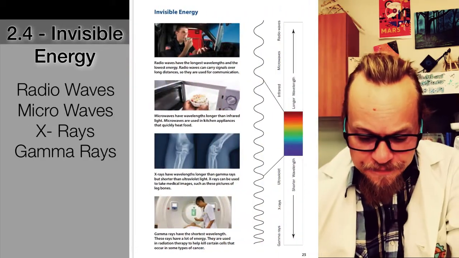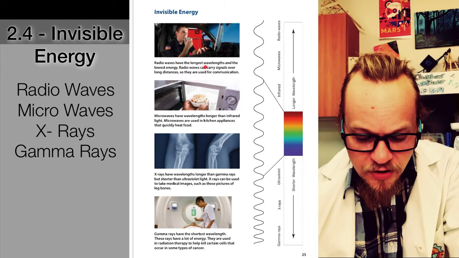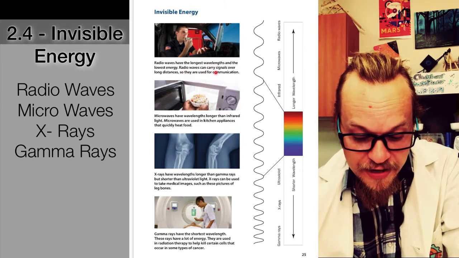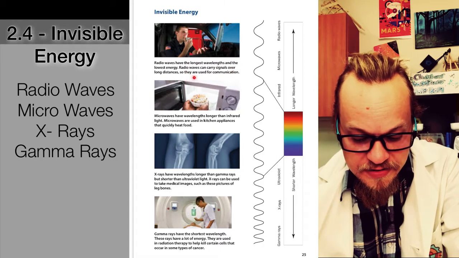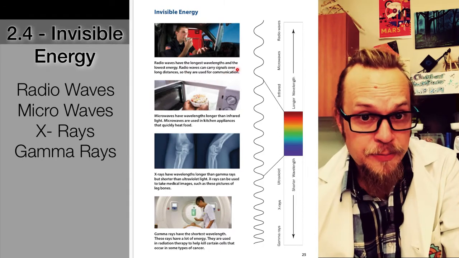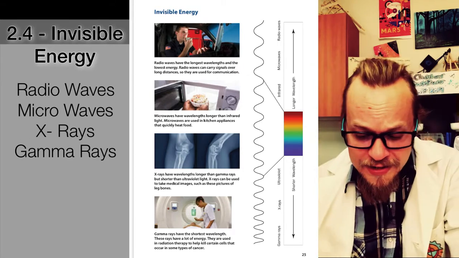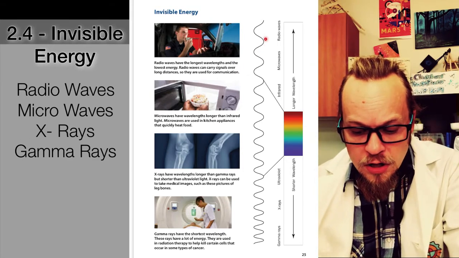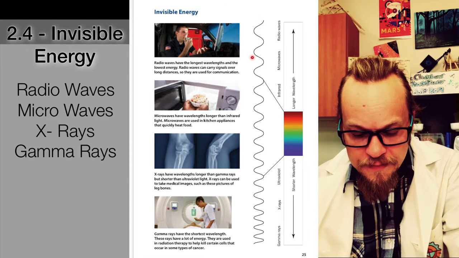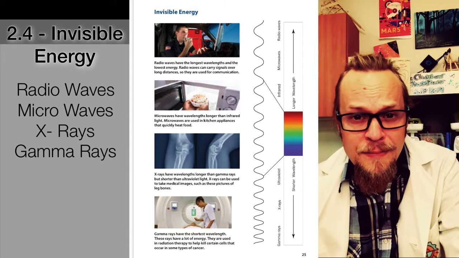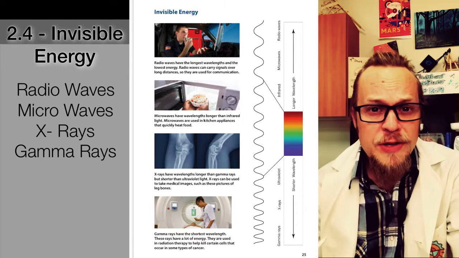Invisible energy. Radio waves have the longest wavelengths and the lowest energy. Radio waves can carry signals over long distances, so they are used for communication. If you have a car and you turn it to the AM or FM dial, these are our longer waves. Can't see them, but they definitely make changes so that we can hear the music or hear the talk show through that.